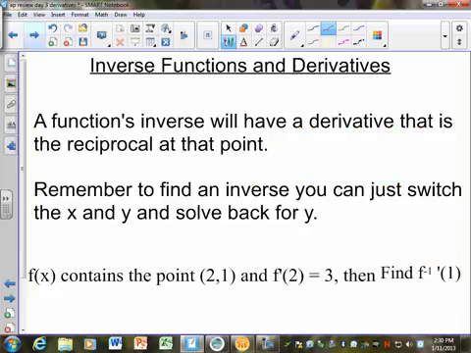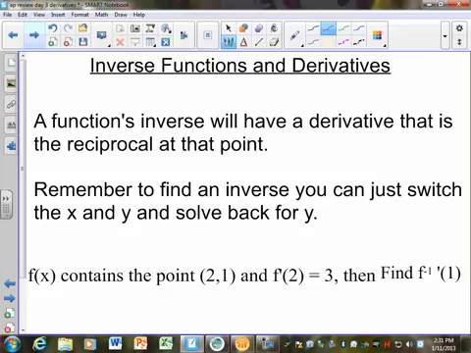Inverse functions and derivatives. This is definitely a topic that shows up. Is it going to be on a huge part of the AP test? No. But it could be a question or two on the multiple choice, and they're pretty easy to do if you just know the rule. If a function has an inverse, then the derivative will always be the reciprocal at whatever the point is that's the inverse point on the function.